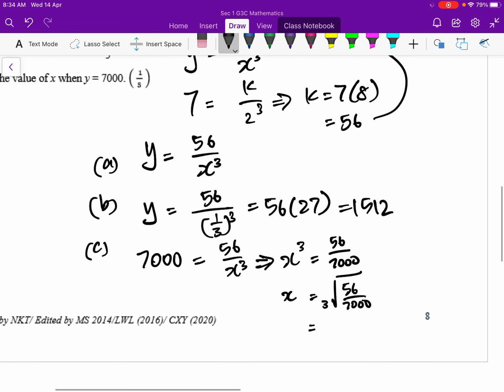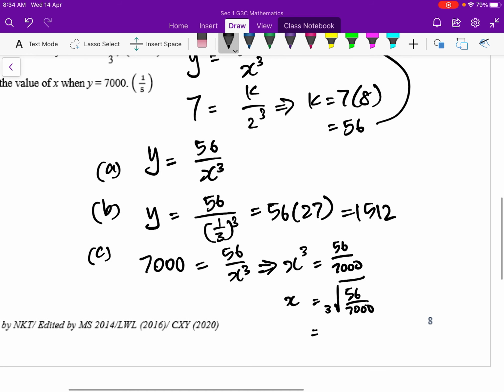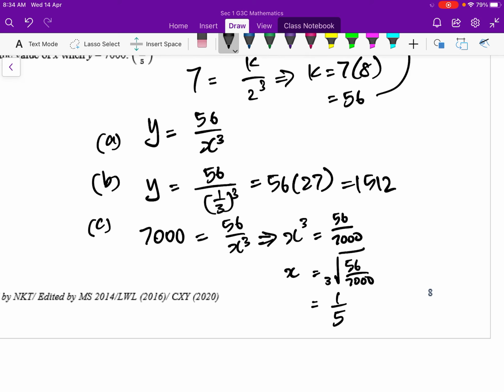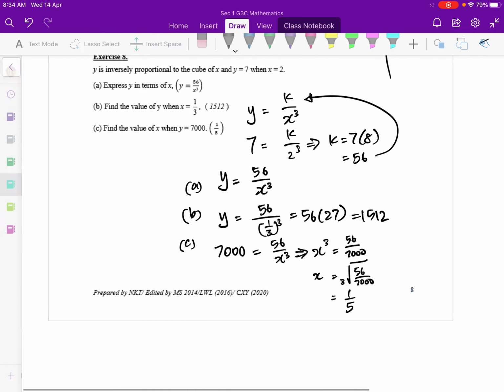Hey, did I make a mistake? Correct. Really? The answer is 1/5. 56 divided by 7,000, then cube root. Oh yeah, it's really 1/5. Such a weird number, but it turns out to be just 1/5. Okay, next one.